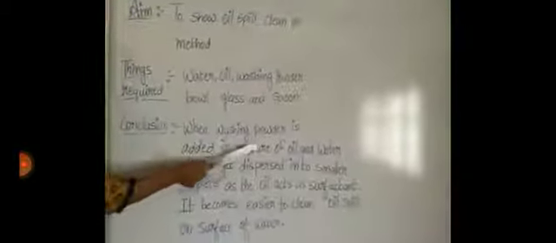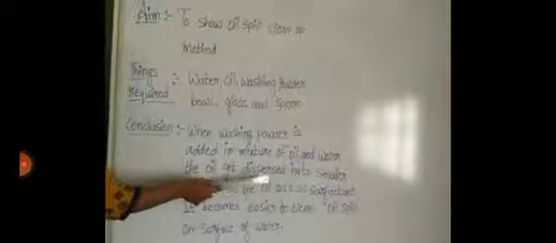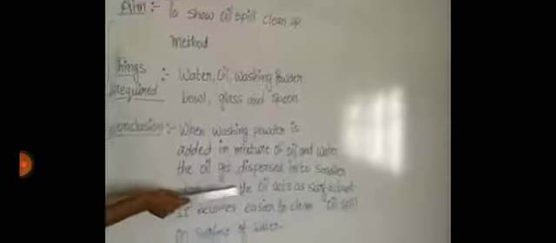When washing powder is added to a mixture of oil and water, the oil gets dispersed into smaller droplets as the washing powder acts as a surfactant. Surfactant means that when washing powder is added to a mixture of oil and water, the oil gets dispersed into smaller droplets. So it becomes easier to clean an oil spill on the surface of water.